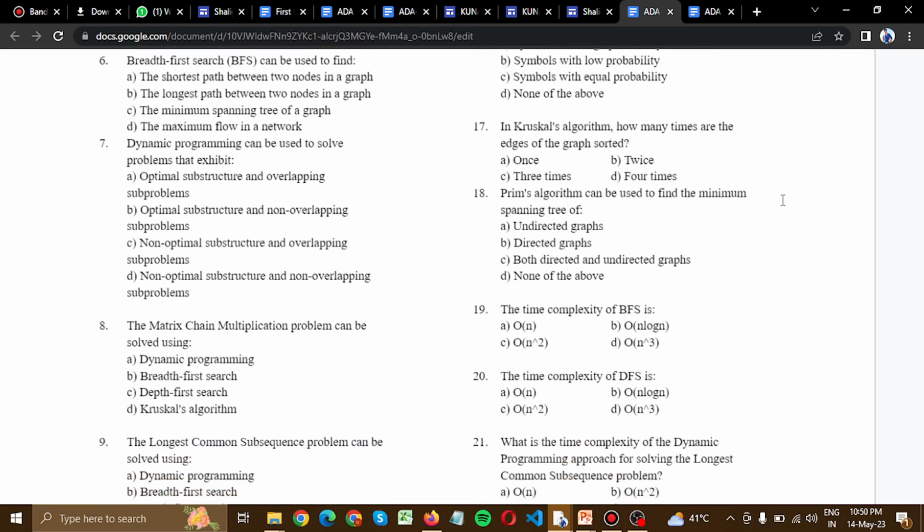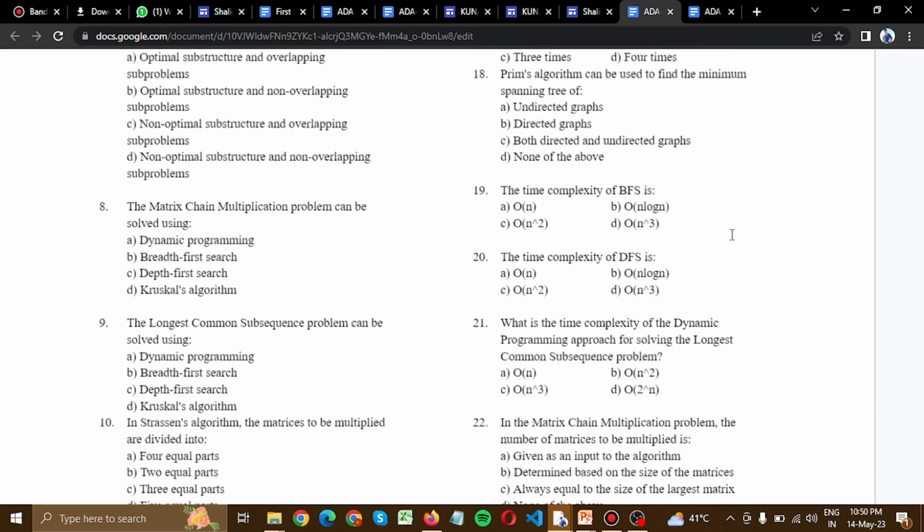Now next question number 18. Prim's algorithm can be used to find the minimum spanning tree of. Prim's algorithm is a greedy algorithm, and a directed graph can have cycles, so it is not possible to apply Prim's algorithm. So Prim's algorithm can be used to find a minimum spanning tree of an undirected graph. So the answer is A, undirected graph.